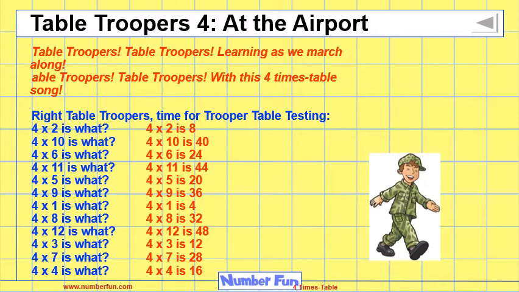4 times 8 is what? 4 times 8 is 32. 4 times 12 is what? 4 times 12 is 48. 4 times 3 is what? 4 times 3 is 12. 4 times 7 is what? 4 times 7 is 28. 4 times 4 is what? 4 times 4 is 60. Table troopers, learning as we march along. Table troopers, with this 4 times table song.